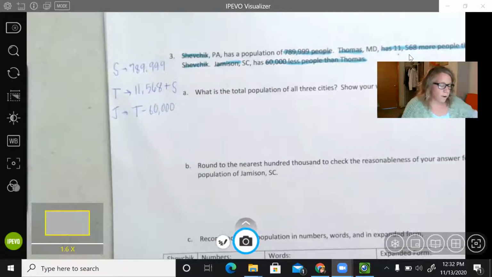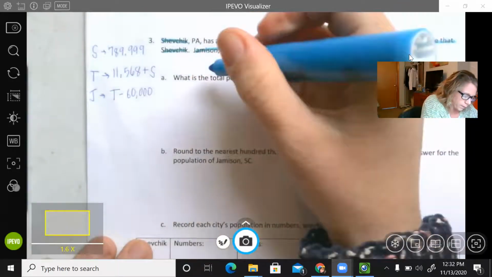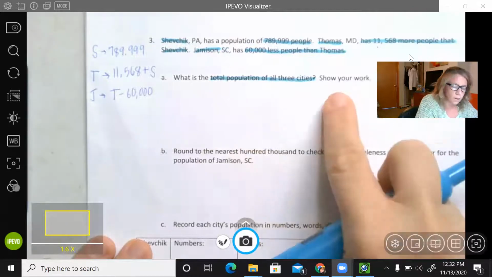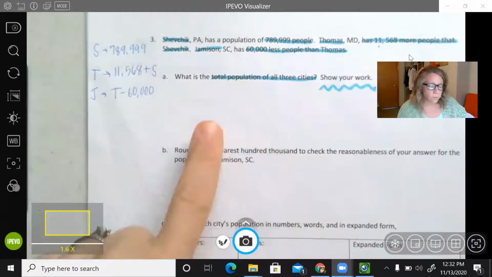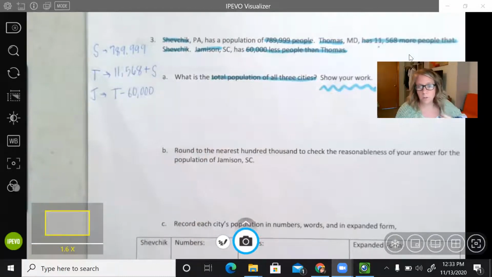So then you have to figure out the total population of all 3 cities. Make sure you show your work. If you don't have enough room here, feel free to solve on a separate sheet of paper. Just please make sure you attach that when you send it to me.